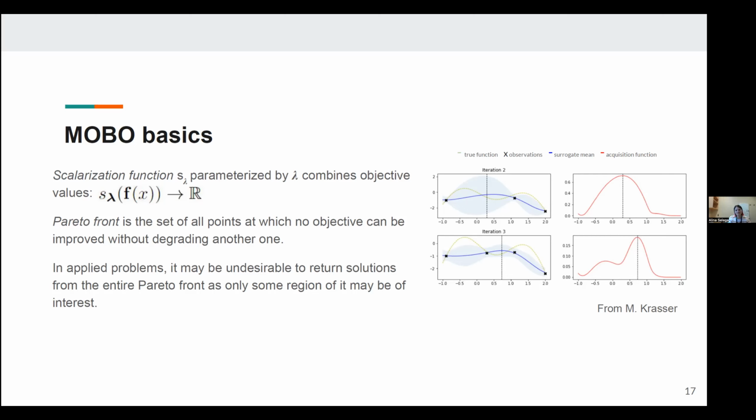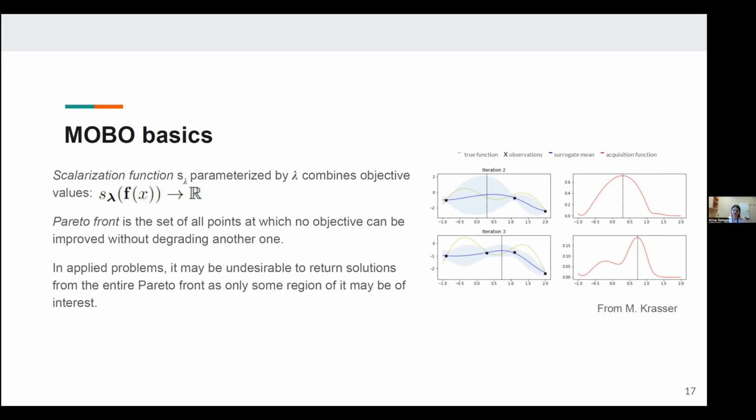However, in applied problems, it is often desirable to focus only on a subset of the Pareto front, some region of it. Here's an example. In drug design, one of our objectives might be the toxicity of a drug, and we might not be willing to go beyond a certain toxicity. If a drug is too toxic, that would just kill our patients, and we can't do that.